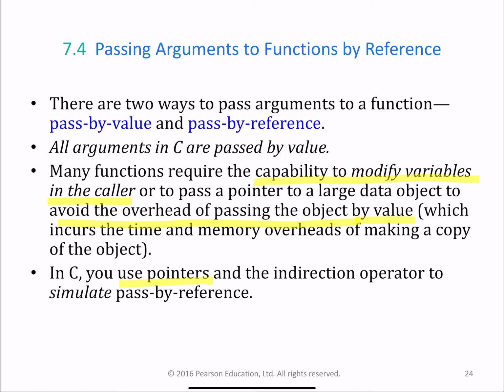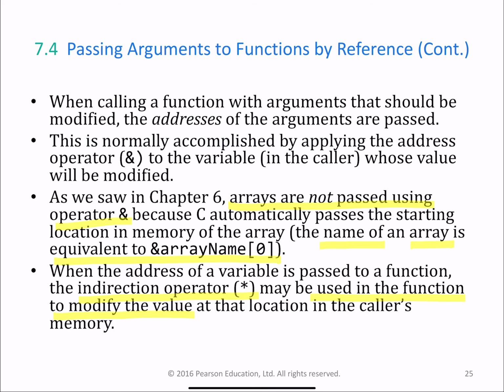reference. Another good reason to pass arguments by reference is when you want to avoid the overhead of creating copies of objects or variables in the local function, because that is what happens whenever you pass arguments by value. The way to pass arguments by reference is to use pointers, and that's what we're going to look at now.